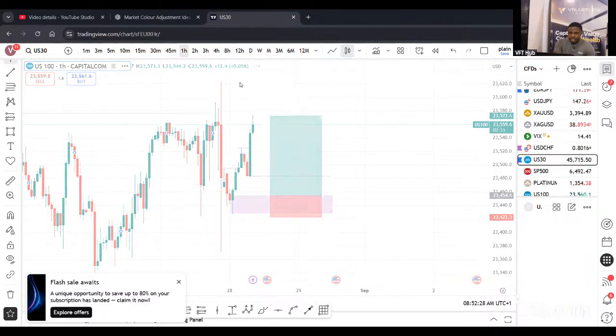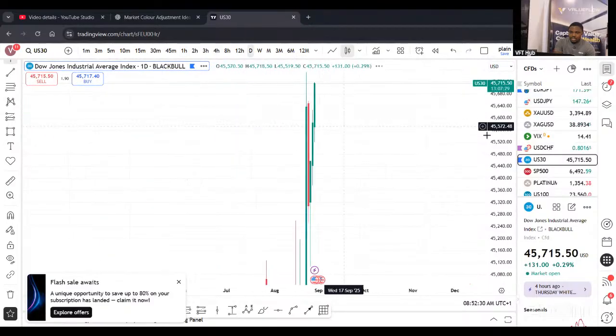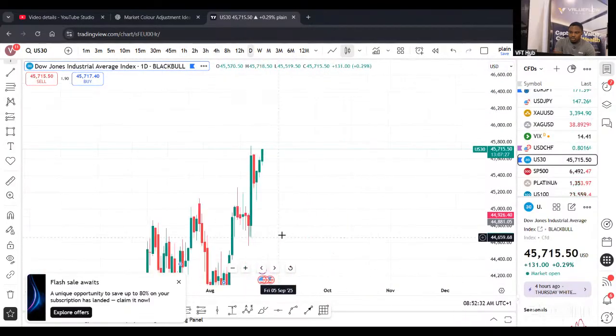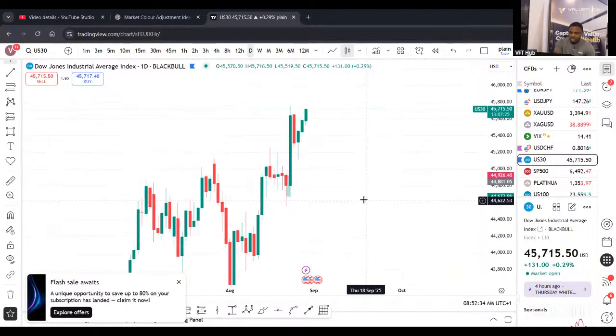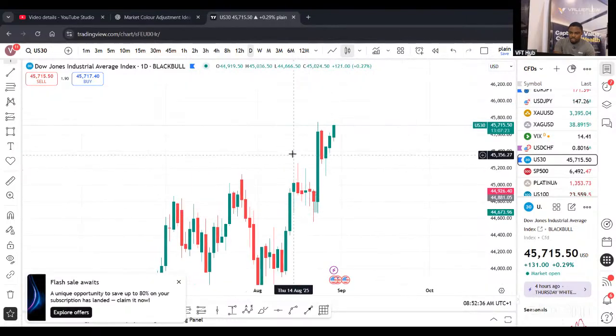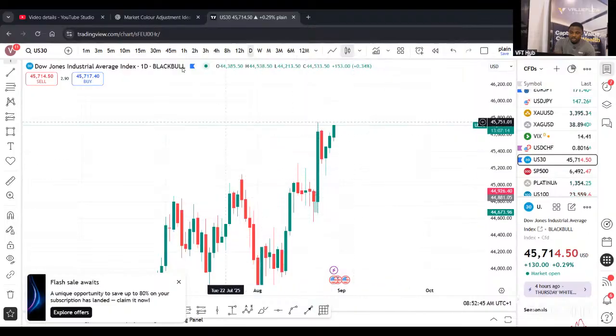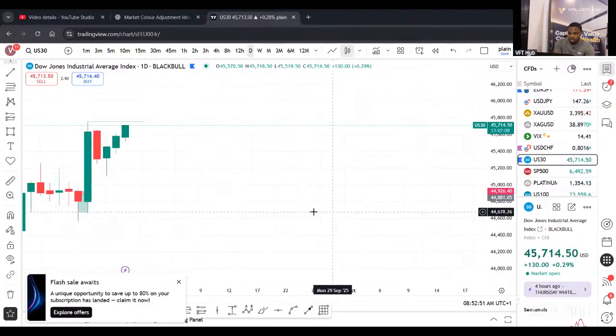Let's go to US 30. US 30 on the daily time frame is bullish. We said this last week. US 30 is bullish, right? That's completed 50% of this fair value gap. Tap below 50%. So we know the next target, the next draw on liquidity will be this zone here. It is the next draw on liquidity.